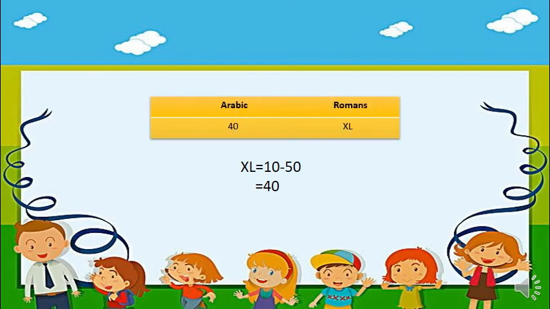Last Arabic number is 40. So 40 is represented by XL. How will we make XL? X represents 10 and L represents 50. So subtract these numbers and the given result is 40.